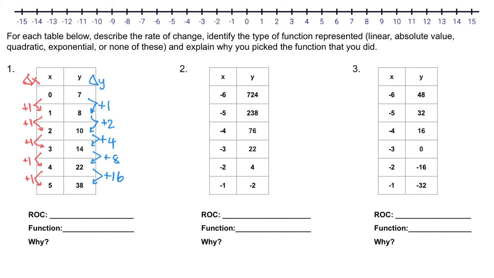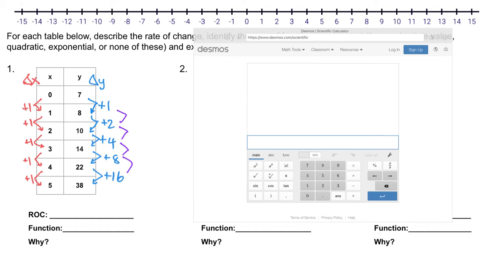To check if it is exponential, you're looking to see if there's a common multiplier. Is there something that I can multiply or divide by? Because it's getting bigger, I know I'm looking for something to multiply. You might just see right away that 1 times 2 gives me 2, 2 times 2 gives me 4, 4 times 2 gives me 8, 8 times 2 gives me 16.